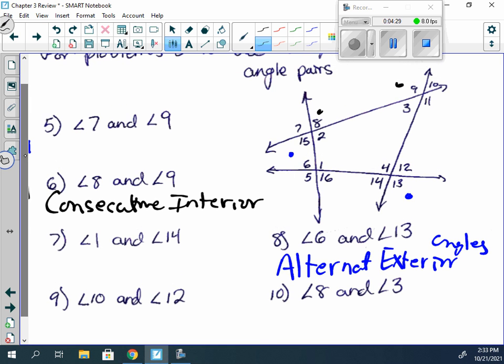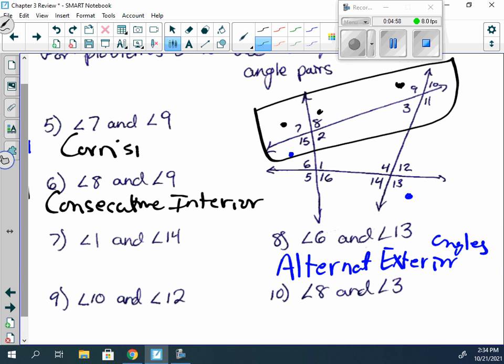So 7 and 9, these two here. They're not alternate exterior because they're not both outside. They're not interior because they're not both inside. They're corresponding. Since 7 is on the outside and 9 is on the inside, because we're mainly just looking at this here, they're in the same spot above the line and to the left. Because they're in the same place, they'd be corresponding.